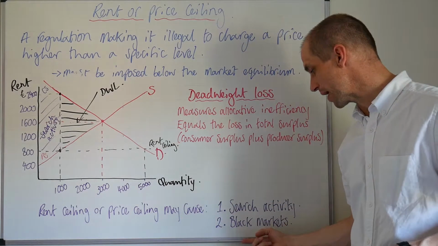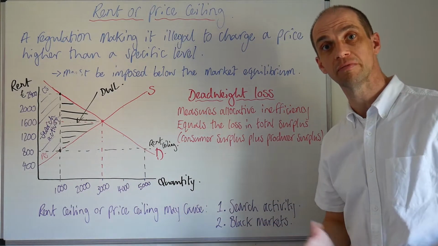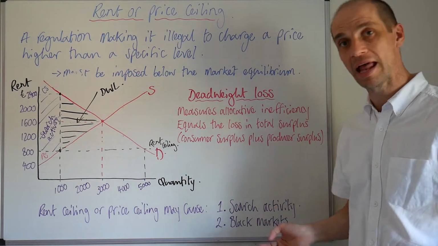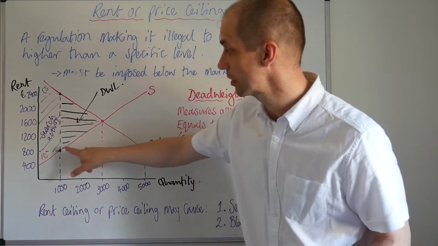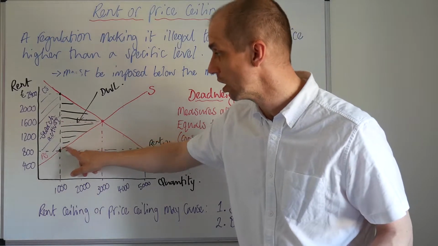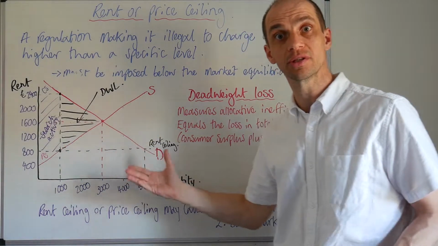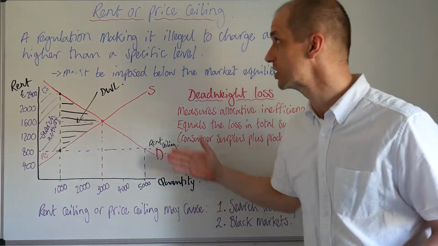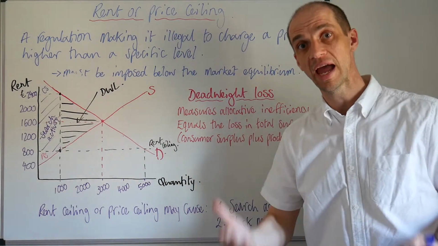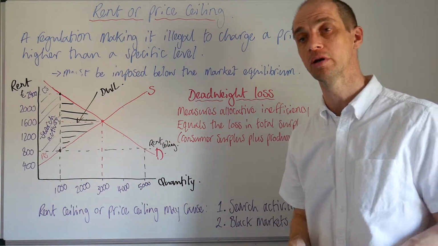One further impact, of course, is the prospect of black markets, where some landlords would actually be selling their rental properties at below the actual rent ceiling that's been imposed. And doing so, of course, would be illegal, hence it would become a black market.